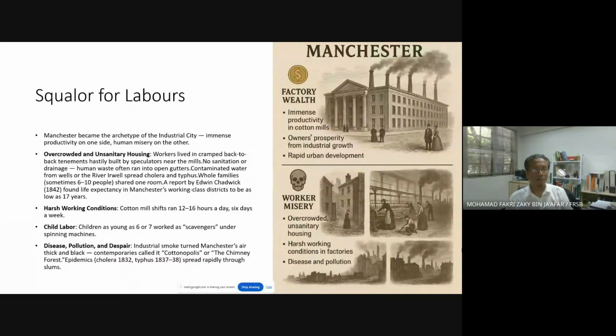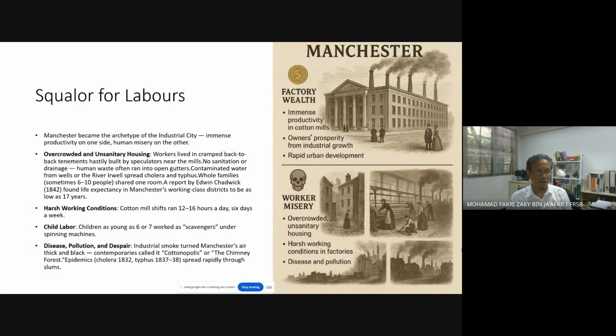Okay, the living condition was so bad because this was a new thing. The society had not yet come to the sense of how to deal with these laborers. So the housing that they provided was overcrowded and unsanitary, and they really exploited these poor people by imposing harsh working conditions, sometimes 12 to 16 hours a day, 6 days a week.